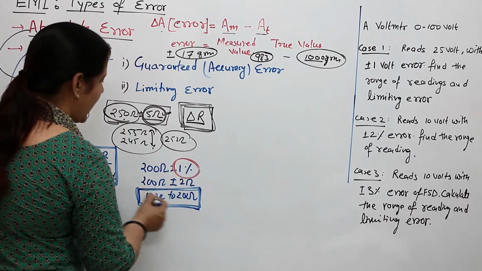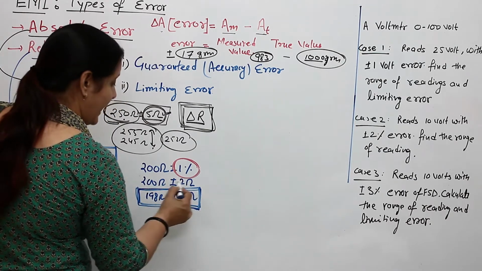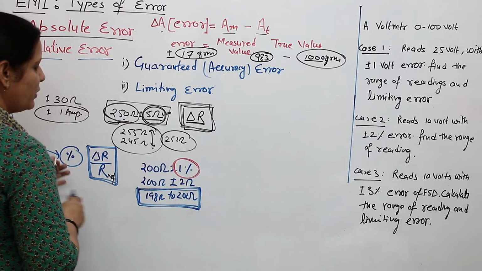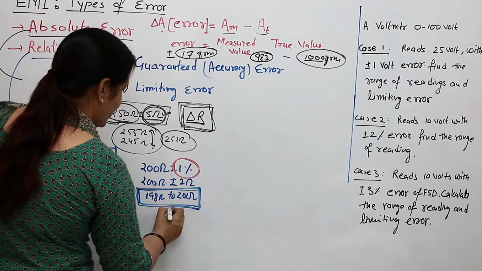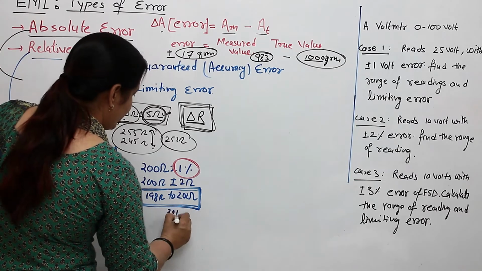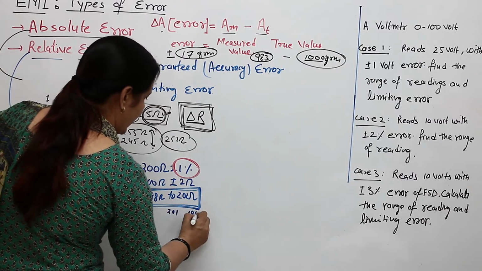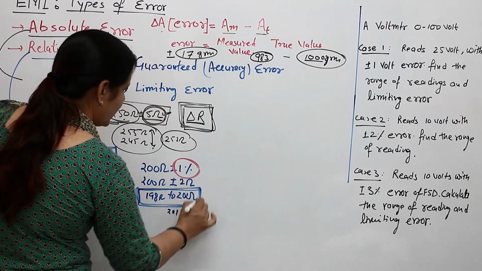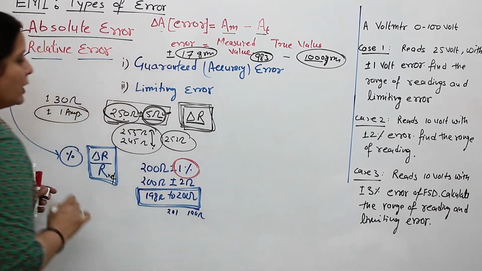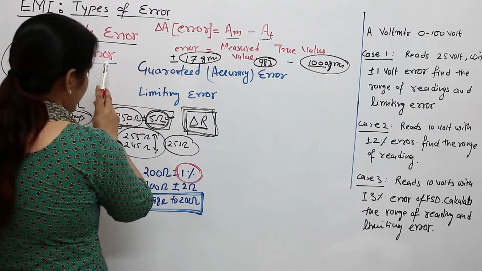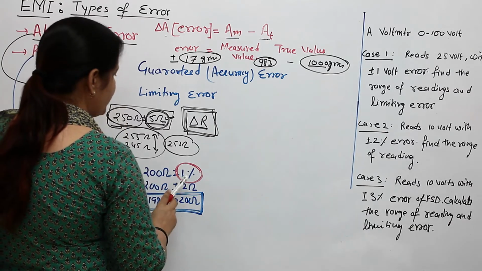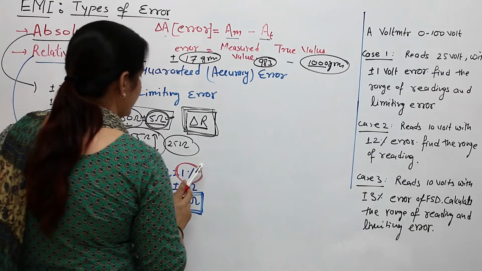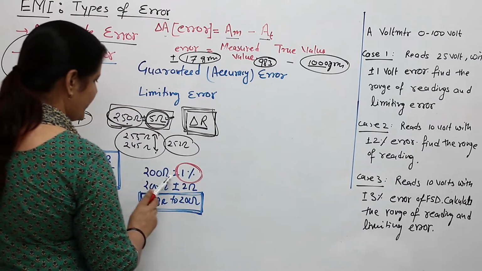Okay, this is the largest possible range. Your reading can be in between this range. Your reading can be 201 ohm or it can be 199 ohm, but reading will not go outside this range. So relative error is always mentioned in percentage, and this percentage is calculated over some reference value.